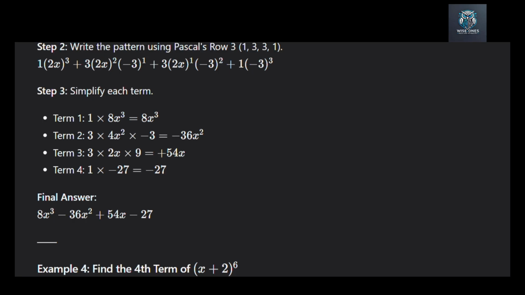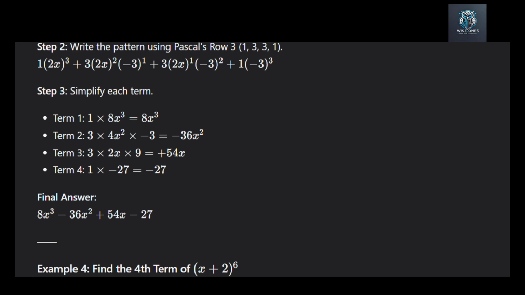Term 3, 3 times 2x times 9. Negative 3 squared is positive 9. 3 times 2 is 6. 6 times 9 is 54. So this is positive 54x.